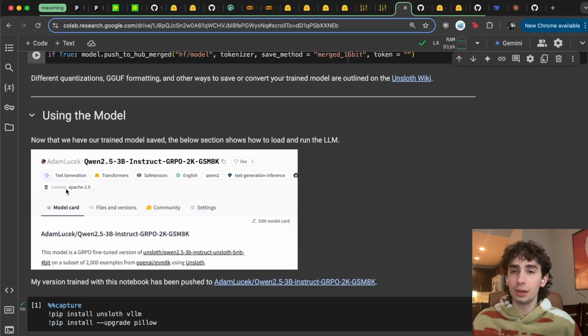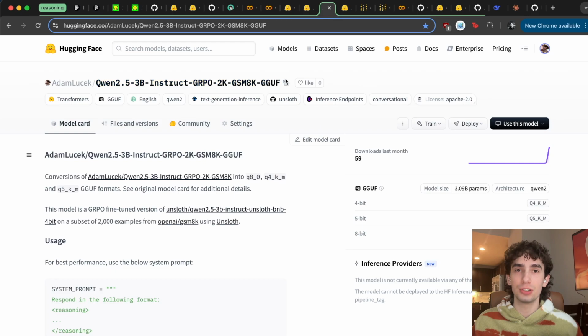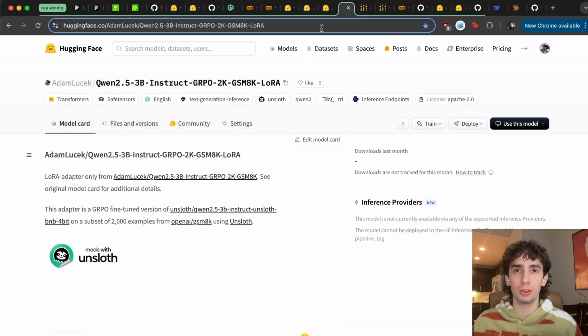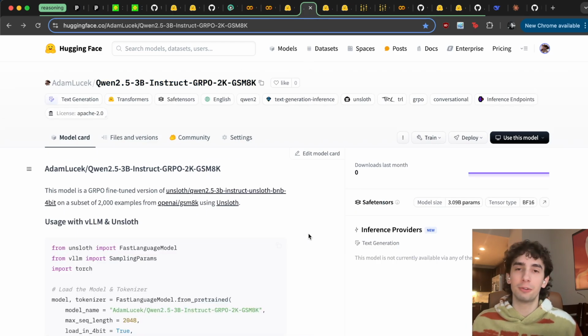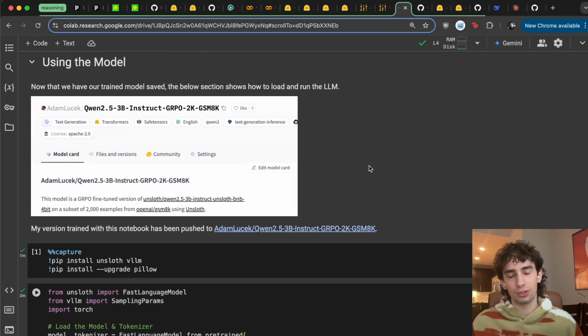I've specifically uploaded this exact model to Hugging Face here, so you can check it out in a few different formats, both GGUF formats as well as just the LoRA and the raw float16 version. But then over here, I have some instructions on how to actually run this once it's been saved.